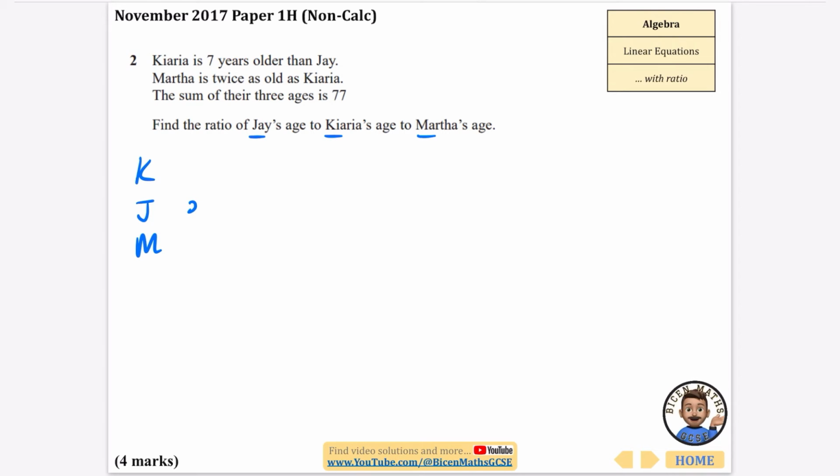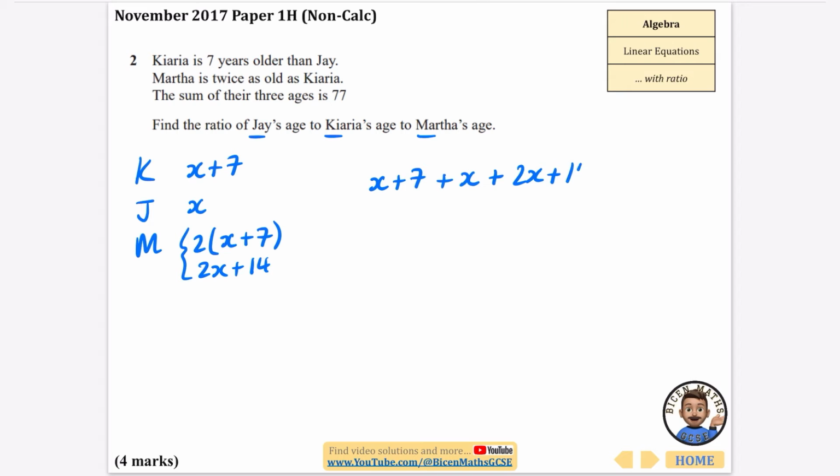Now, if we call J x, Kiara is 7 years older than Jay. And we do know that Martha is twice as old as Kiara or Kira. So we've got twice as old, or 2 times what Kiara's is. Or you might write that as 2x plus 14. So either of those would be fine. It says the sum of their ages is 77. So we have K plus J plus Martha plus M, which is 2x plus 14, and that is equal to 77. Now it's non-calculator, so I'll do the 2x plus x, that is 4x, and we have the 7 and 14, which is 21, and that's equal to 77.